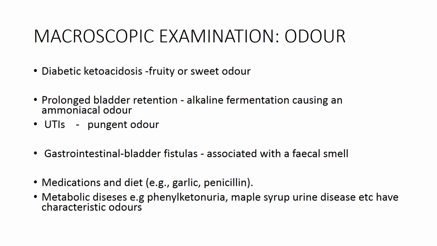Patients that have GI bladder fistulas may have a fecal smell in their urine. And then medications and diet may also alter the smell of urine. For example, the strong smell of garlic in the urine of somebody who has consumed garlic, or patients who are on penicillin have the distinctive penicillin smell to their urine. And then certain metabolic diseases are said to have a characteristic smell, things like phenylketonuria or maple syrup urine disease have characteristic odors.